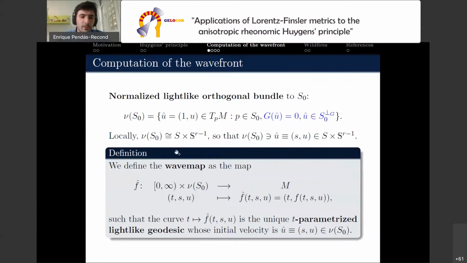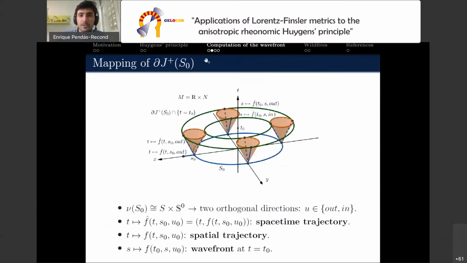And now we can define what we call the wave map as this three-parametric map between the parameters: the time, the position in the initial wavefront, and the direction, satisfying that the curve of parameter t is the unique time-parameterized light-like geodesic whose initial velocity is light-like and orthogonal to S0.